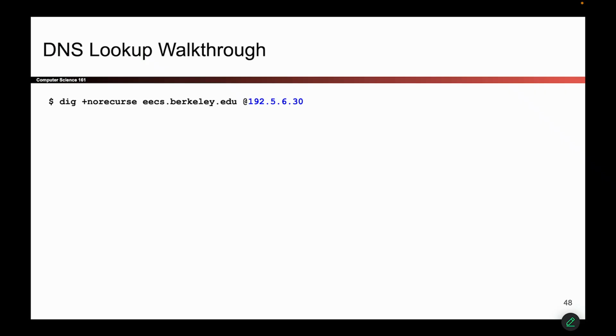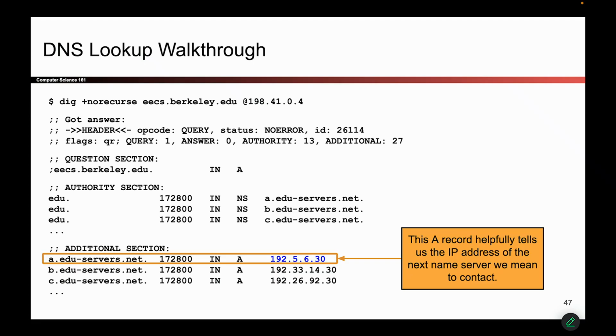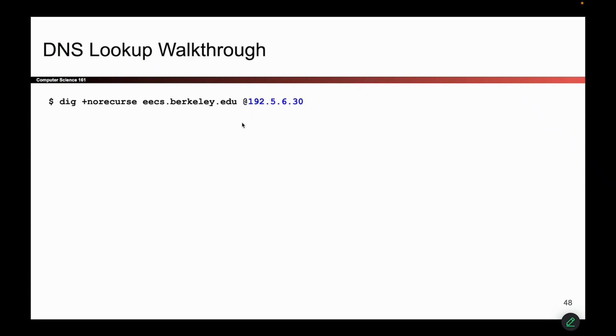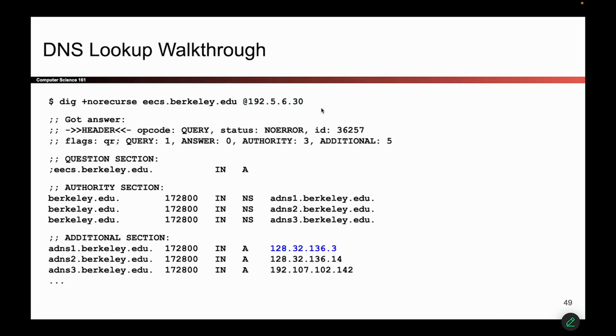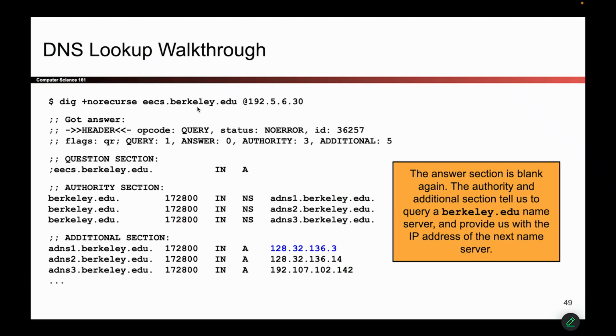So now for the second step of our DNS lookup, we asked the root. They didn't know the answer, but they redirected us to someone else who can help, namely the .edu name servers. We got 13 of them. We picked our favorite, which was the first one. And here's their IP address. Let's go talk to them. So that's who we're going to talk to, the .edu name server. This is an IP address that we got from the previous response. And we're asking the same question. Our question doesn't change. Here's the response we get back.